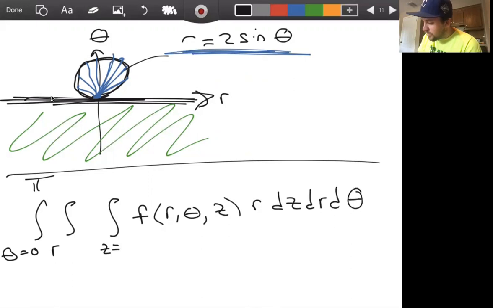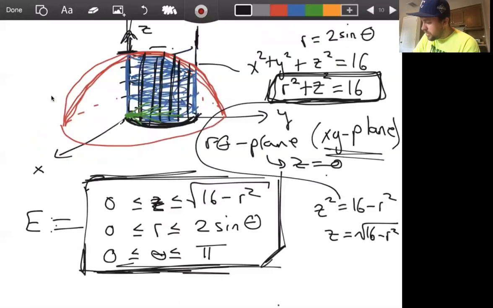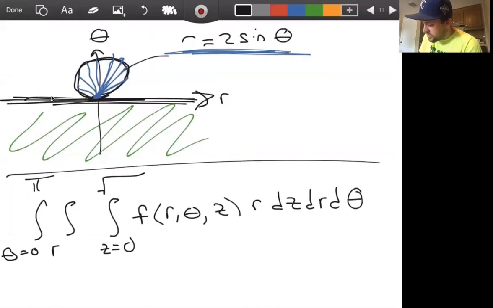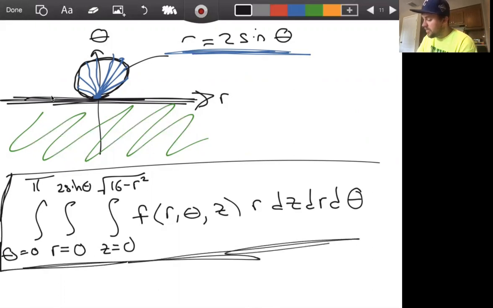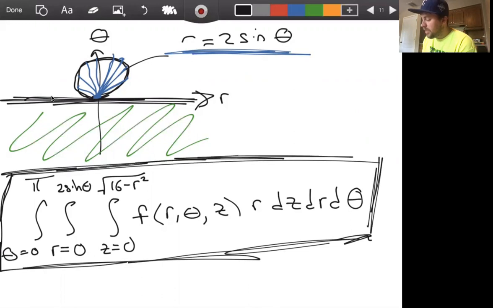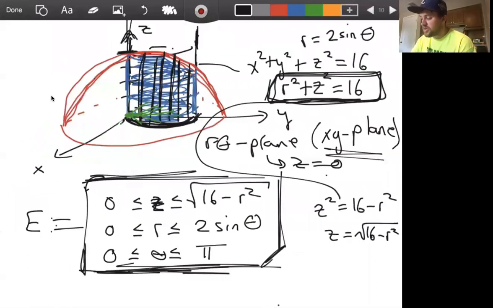And z went from 0 to root 16 minus r squared, and then r went from 0 to 2 sine theta, and then again theta goes from 0 to pi. And so this is my setup of this integral. And now you can see, hopefully this is a pretty good example for how you approach setting up a triple integral in cylindrical coordinates over a general region.